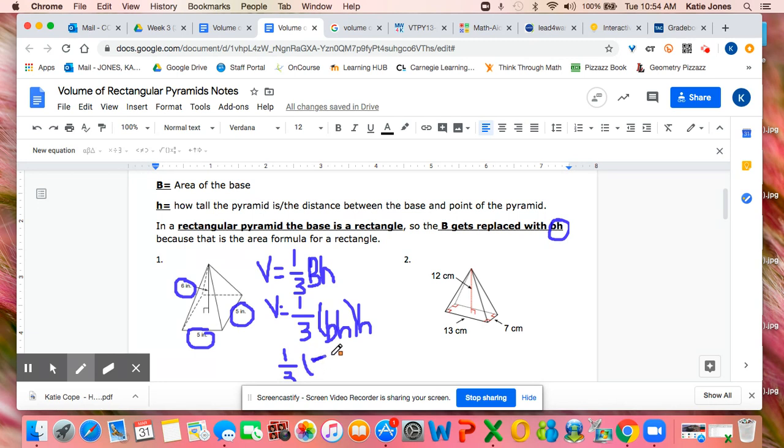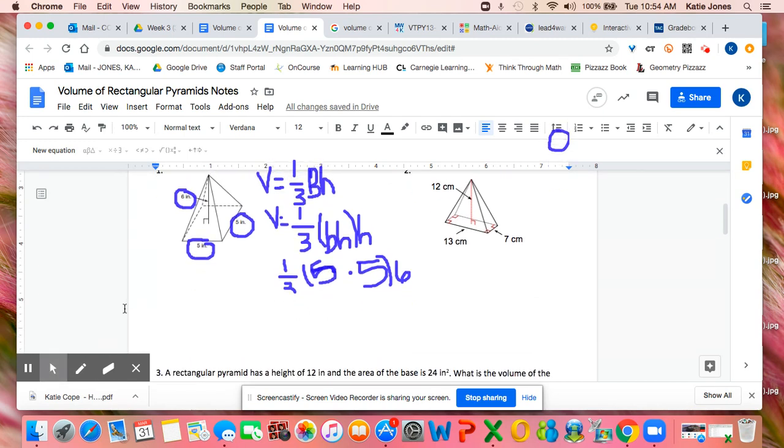So we have 1/3 times 5 times 5 times 6. So when we multiply those, 5 times 5 is 25.